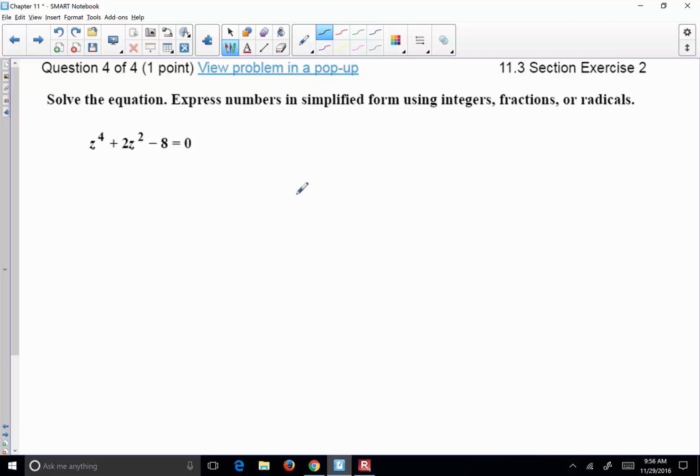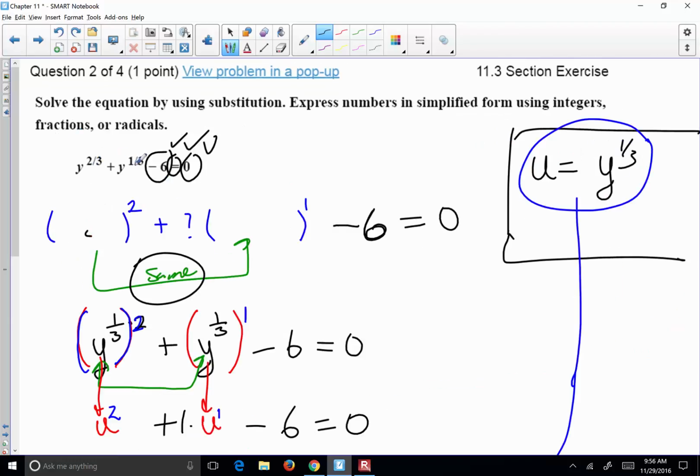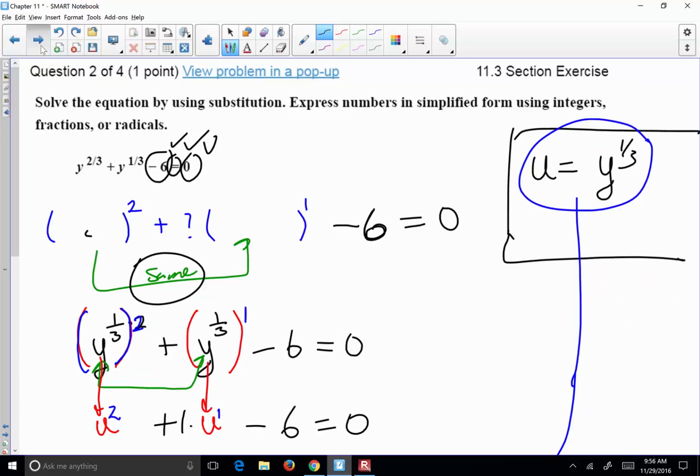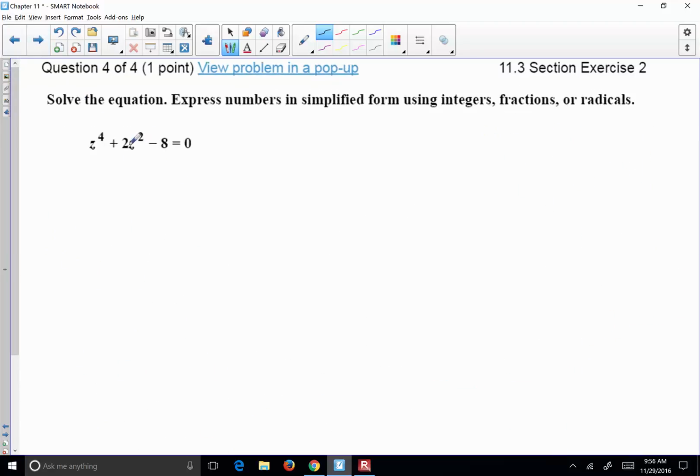Let's take a look at this one. This is quite different. There are no more partial powers like 2/3 or 1/2. There are big powers now. In this question, big powers: 4, 2, 8. Again, our goal is the same. I need to make the first one into a square, and the second one a single power. 8 and 0 will stay the same.